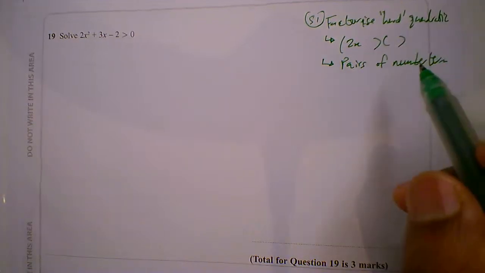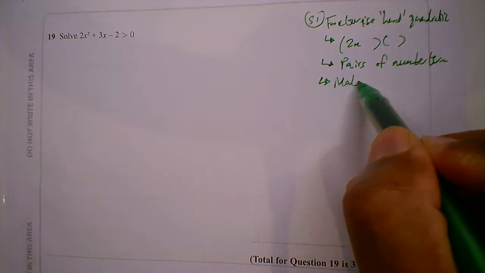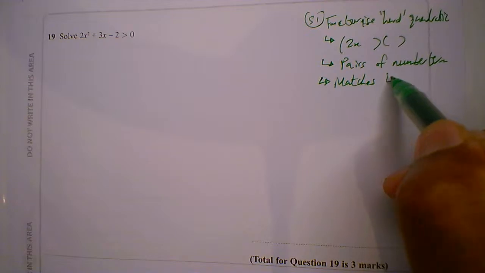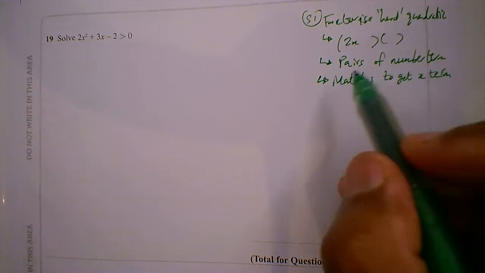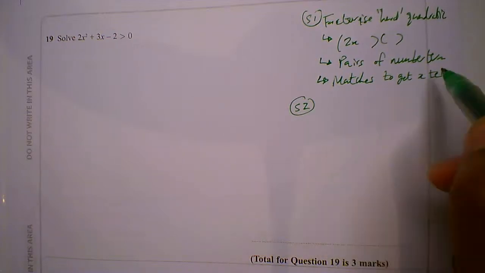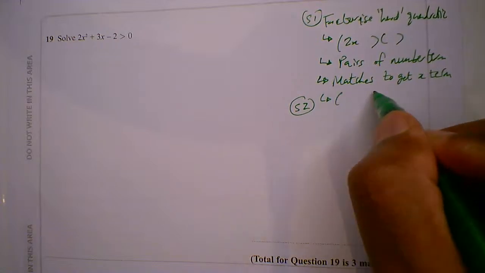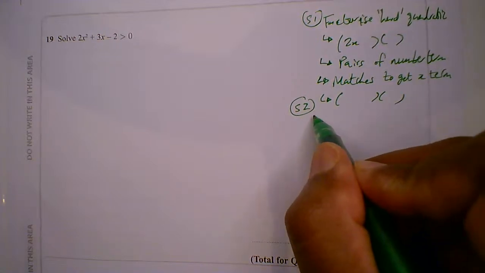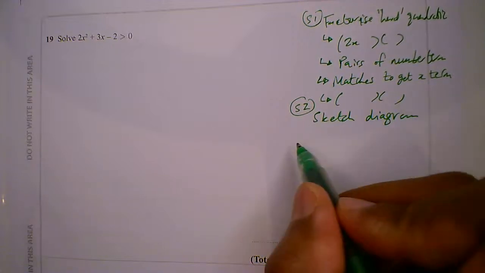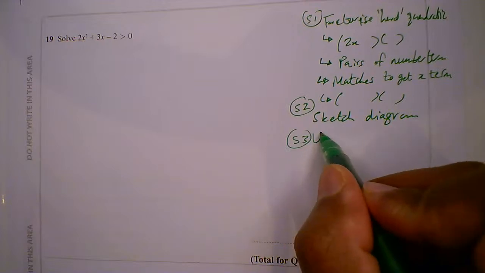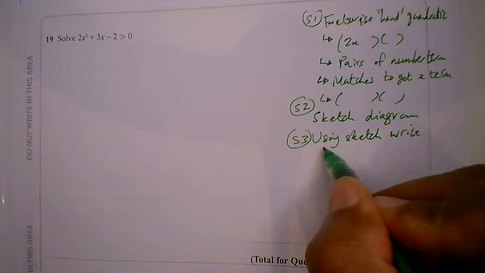And then after I do that, I am going to see which one matches to get the x term. And then I will put it into my brackets. Step 2 is I have to sketch a diagram. And using the sketch, step 3, I'll find my solution. Using the sketch, write solutions.